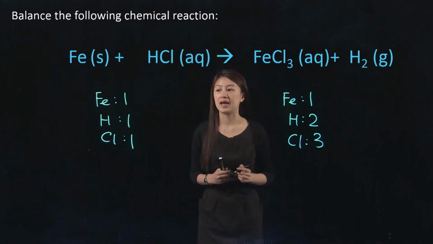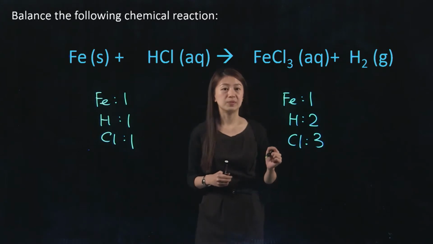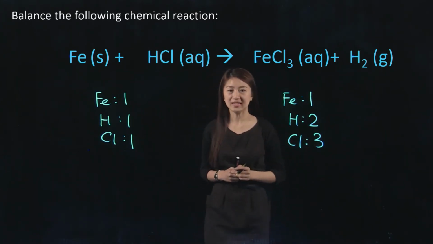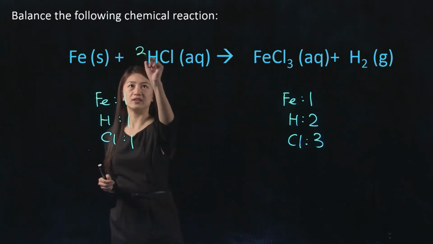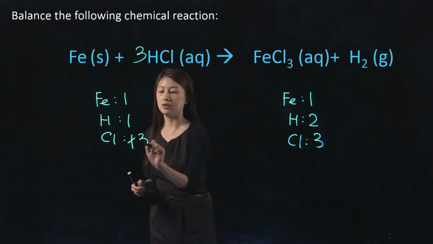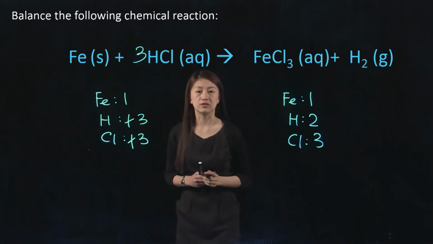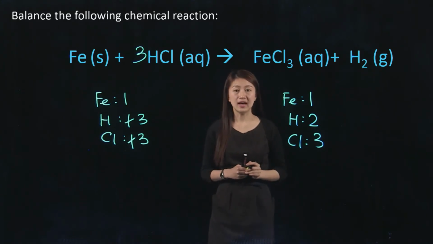Now, I'm going to start by balancing chlorine atoms because hydrogen appears as a free element on the product side. So in that case, to balance chlorine, I'm going to put a coefficient of 3 for HCl. That means I'm going to have 3 chlorines and 3 hydrogen atoms on the reactant side. So now I can then balance hydrogen.